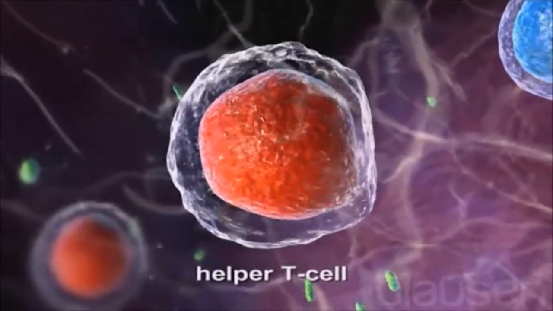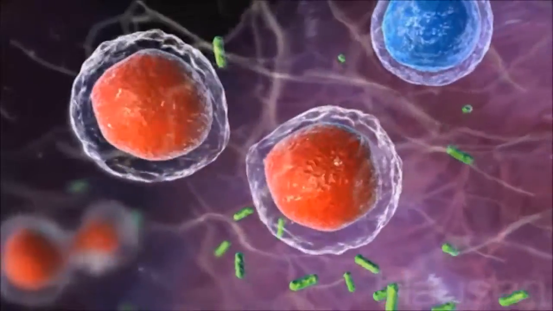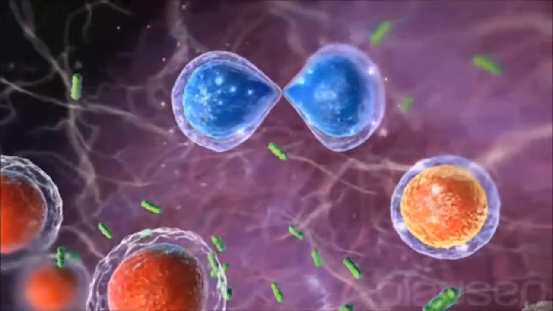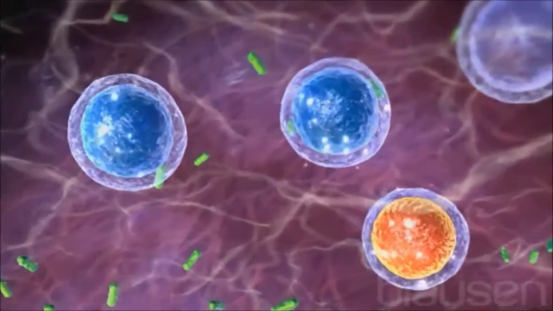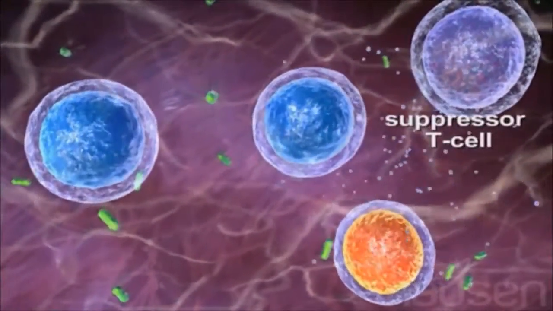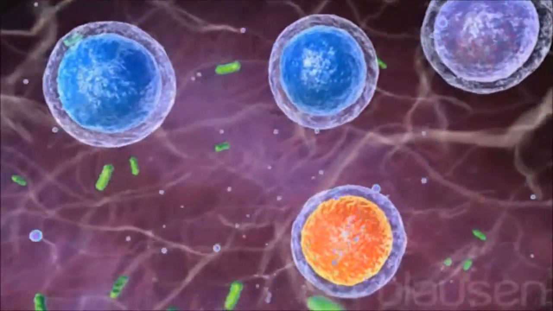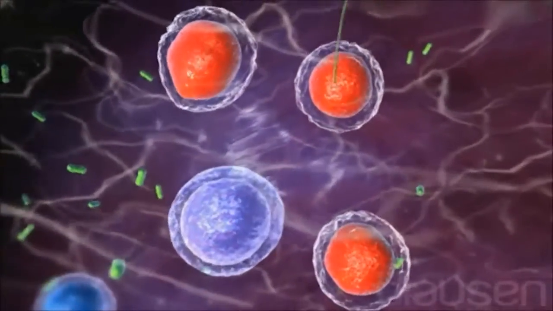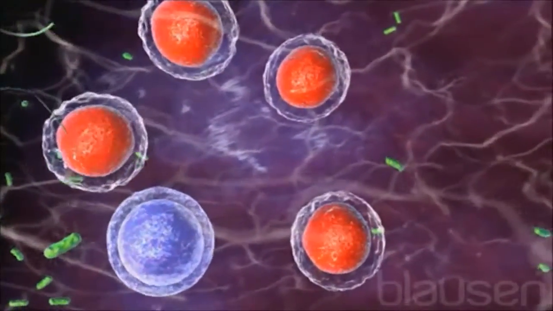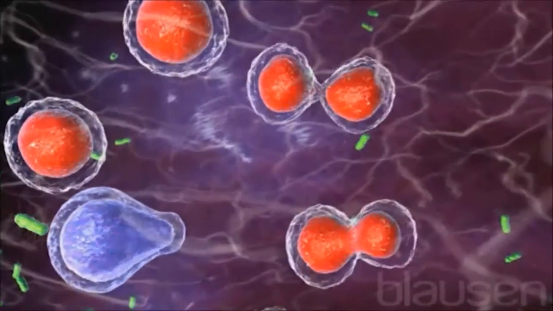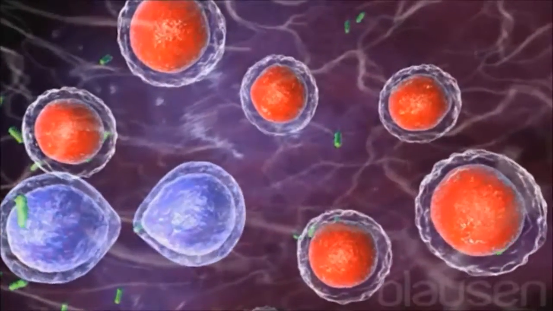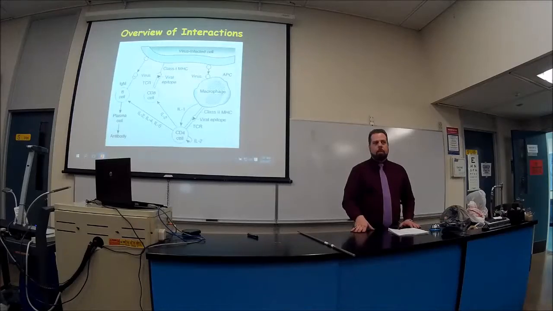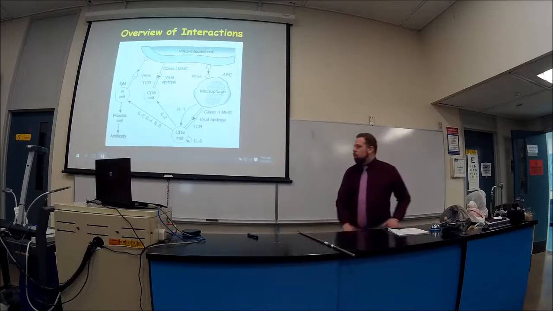Helper T cells coordinate specific and non-specific defenses, in large part by releasing chemicals that stimulate T cell and B cell growth and differentiation. Suppressor T cells inhibit the immune response so that it ends when the infection has been controlled, whereas the number of helper T cells increases almost at once. The number of suppressor T cells increases slowly, allowing time for an effective first response. Okay? All right.